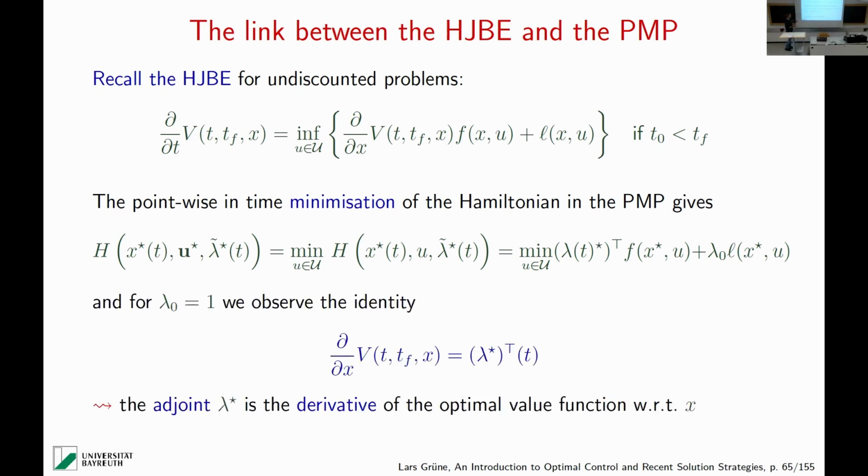And if we again normalize lambda 0 to 1, if this is possible, we see that if both equations hold, then we must have the identity that this derivative equals that adjoint variable, because otherwise one of the two must be wrong. So this means that the adjoint is nothing but the derivative of the optimal value, at least if everything is differentiable. In the non-smooth case, it gets a bit more complicated. So there's really a very, very intimate relation between these two principles.